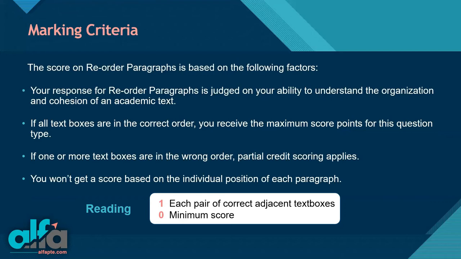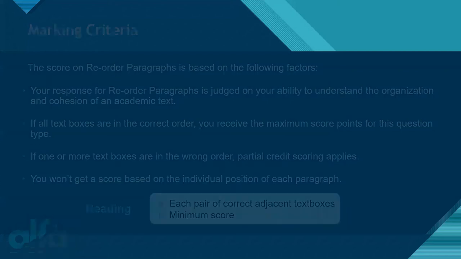There is no negative marking. So if you have 1 right pair and 1 wrong pair, you will still get 1 mark. You will only get marks for the right pair. You will not get any marks or negative marking for the wrong pair.